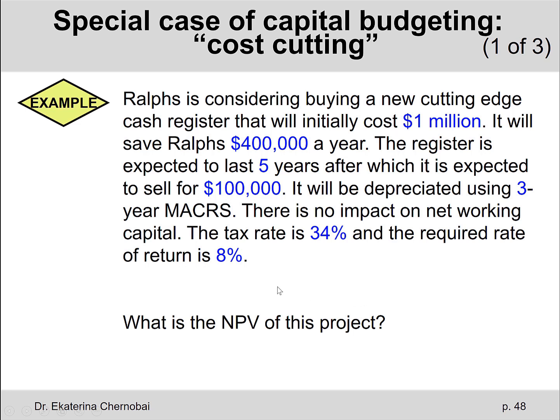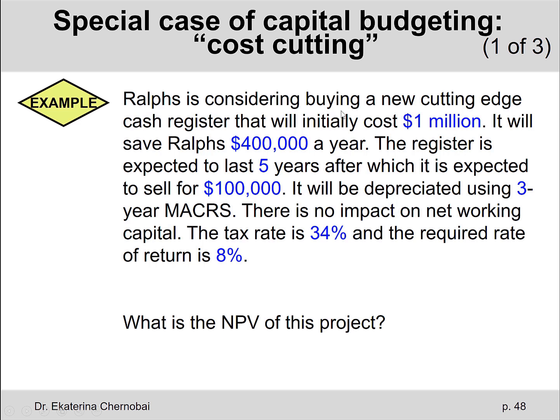Let's look at one more numerical example on capital budgeting. This one is known as a cost-cutting proposal. There is less information given, which makes it a lot easier to solve, but there is one twist to this problem. So let's see what's given to us.